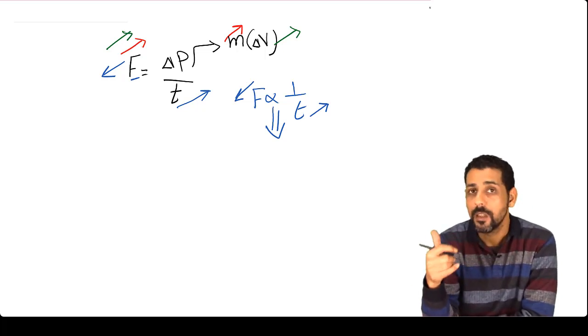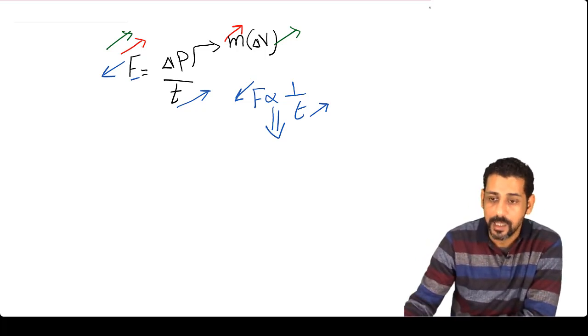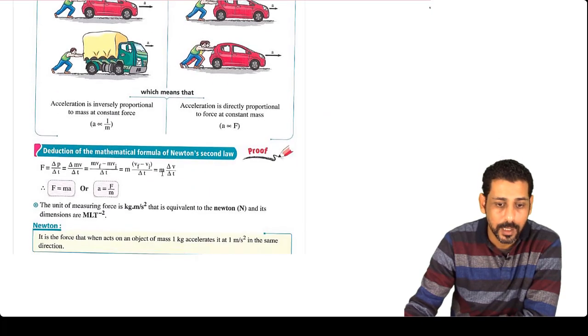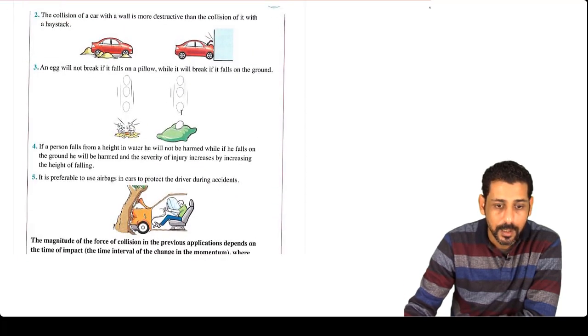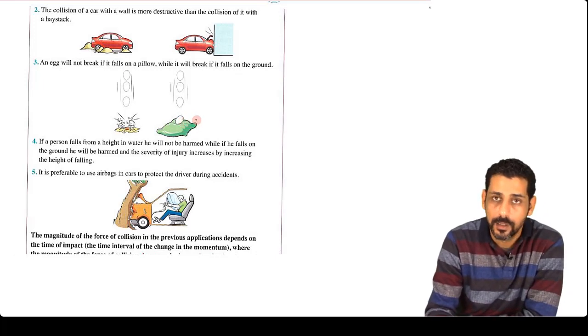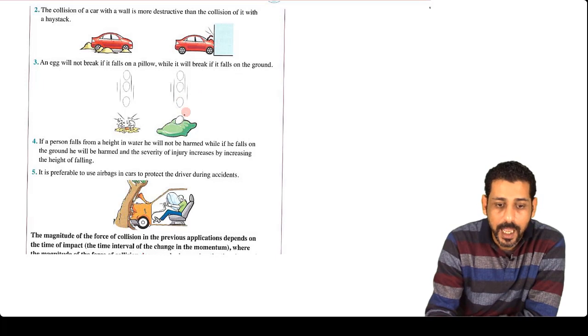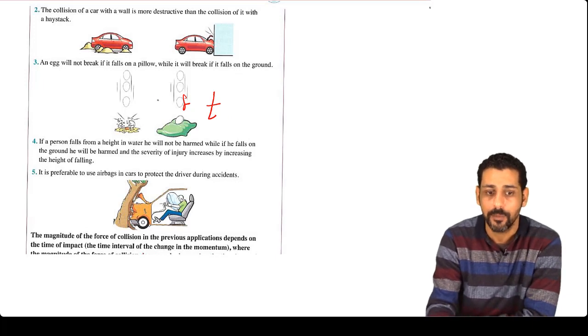What happens? In the first case, let's take an example of this. Look here with me: this egg just falls safely, nothing happens. Why? Because the impact time to stop this egg once it touches the ground is a big time, so the force acting is small. This is called the impact time and this is called the impact force.